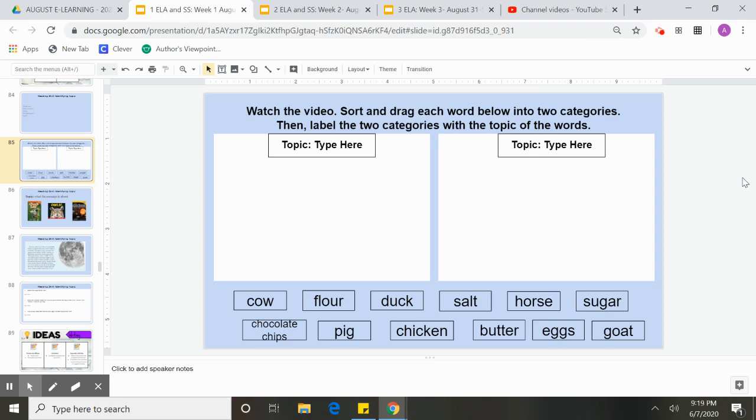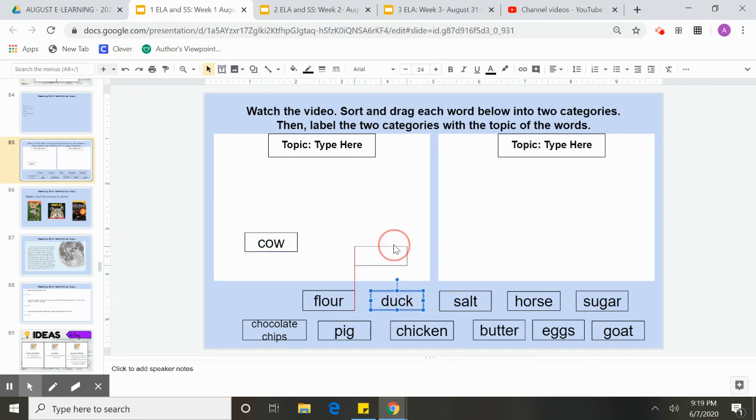Today we're going to learn about identifying the topic of a text or passage or even a book that we are reading. We're going to begin by sorting the words at the bottom of your screen into two categories. I see words like cow, and I see a word like duck and chicken, and I'm going to sort them together because those words are all different types of animals.